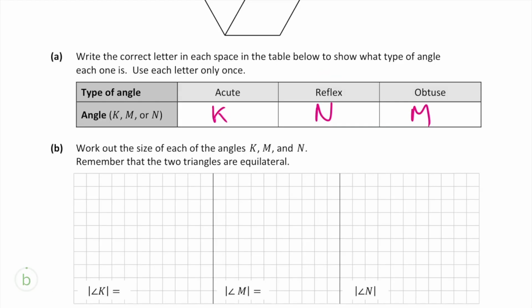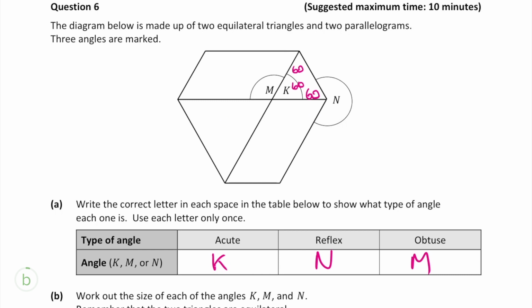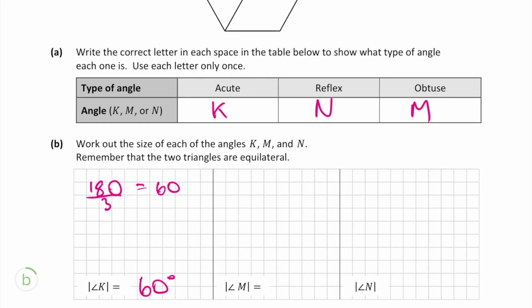In part B, we have to work out the size of each of these angles. First, let's take K, which is an angle in an equilateral triangle, and the thing about equilateral triangles is, all angles are equal and they must add up to 180 degrees, so each angle is 60 degrees. So K is 60 degrees, which we can also find by dividing 180 by 3.